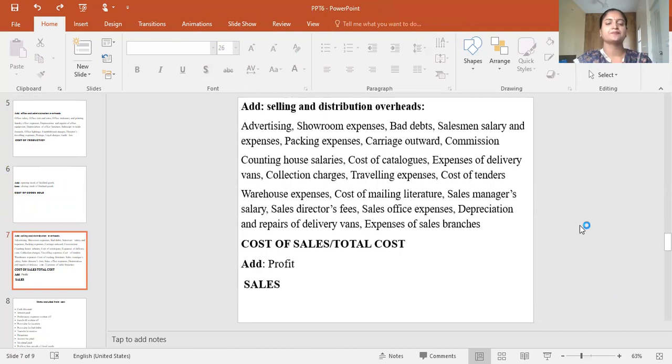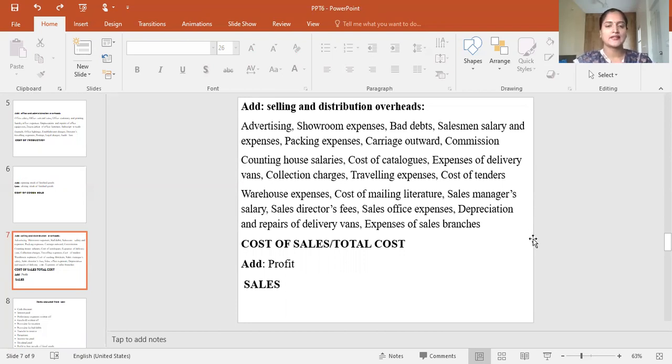Next, to your cost of goods sold, you are supposed to add selling and distribution overheads. What are the expenses that should be taken under the selling and distribution overheads? The name itself indicates selling and distribution. After manufacturing, our products are ready for sale, right? Once your products are ready, how do we distribute them? So for that, what all the expenses are you going to incur here?